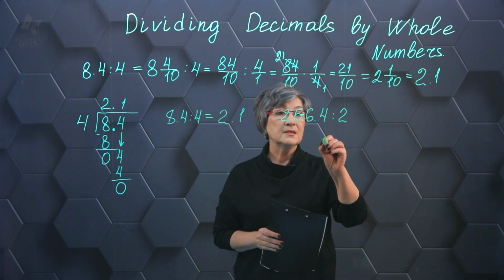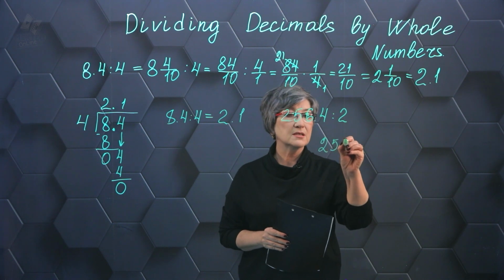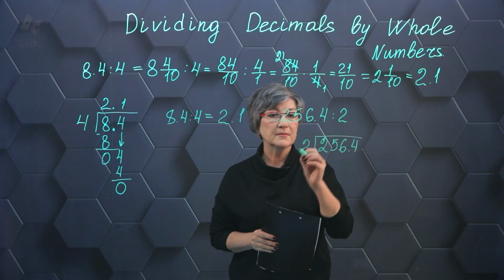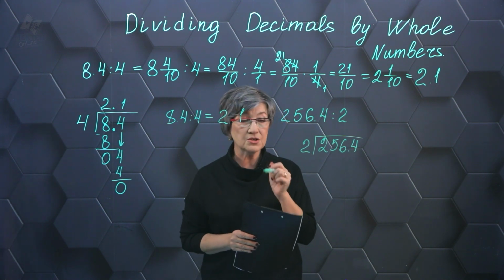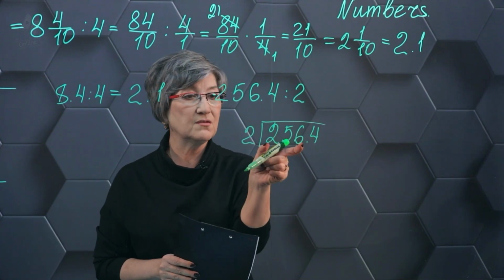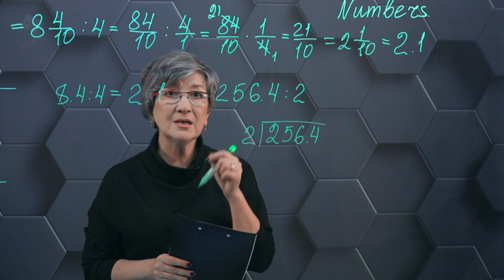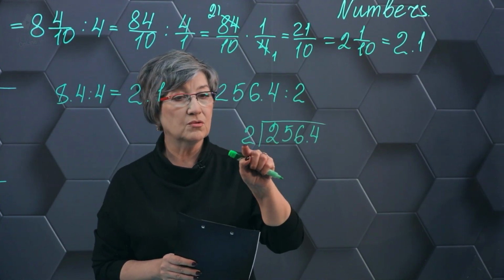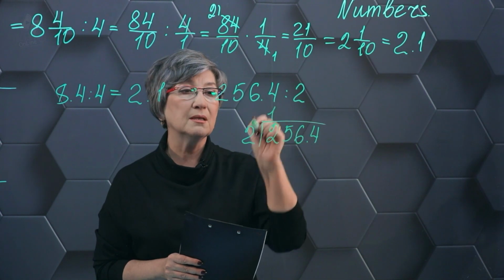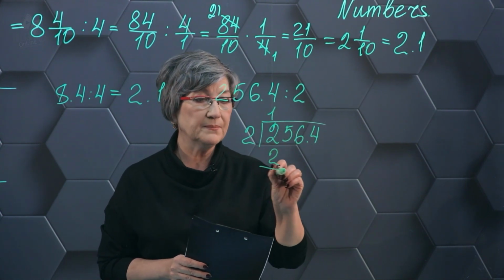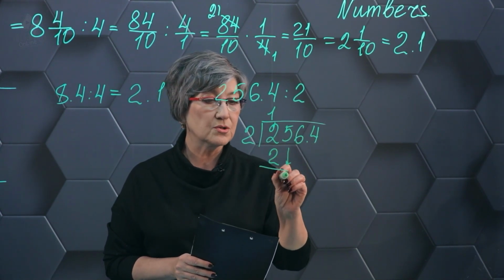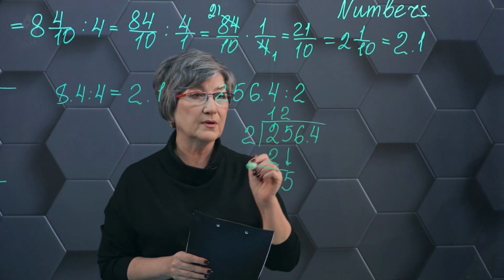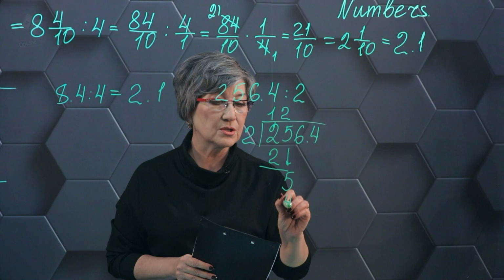So 256.4, I'll divide by 2. Again, I start with the whole part. I've got 256 in the whole part and I start dividing in stages, one step at a time. So 2 I can divide by 2. So I take one of each. I get 2. And then I drop in a 5. 5 divided by 2, I take 2 again. 2 times 2 is 4. 5 minus 4 is 1.